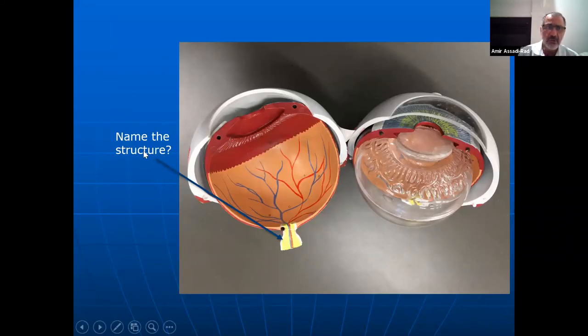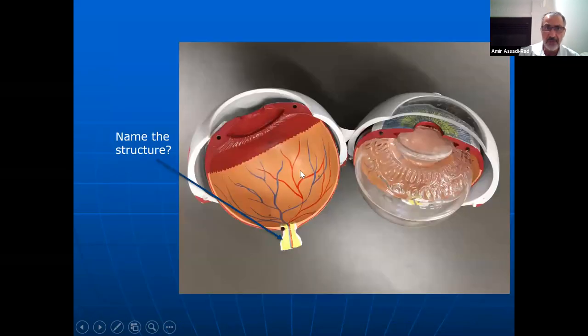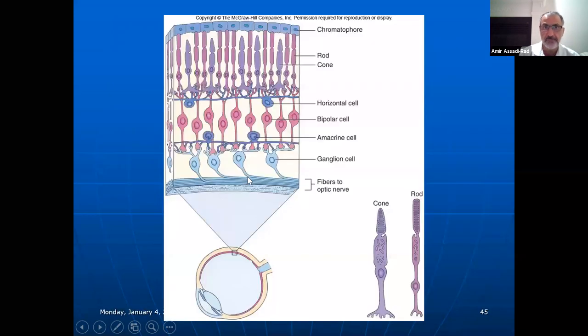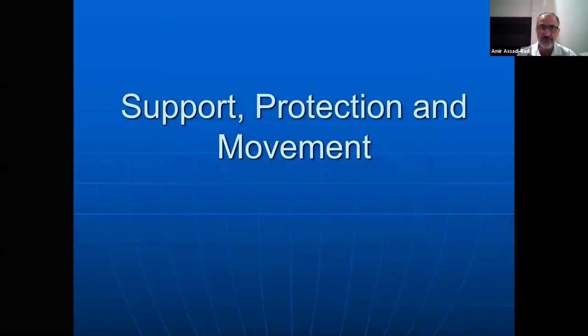Here is the eye. Here is the optic nerve right here. And then here's the sclera, choroid, retina. I'm sorry, this is not retina. This is iris, lens, vitreous humor. I talked about that. Here are the blood vessels, as you can see. But the orange part right here, that would be the retina, with the rods and cones I talked about.